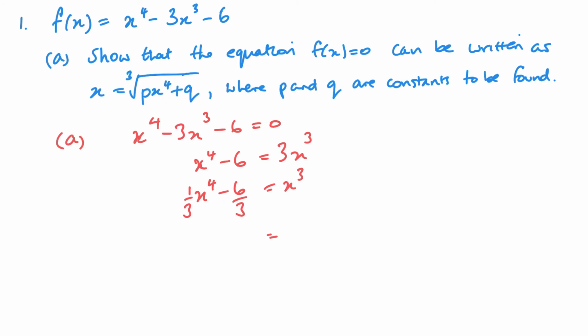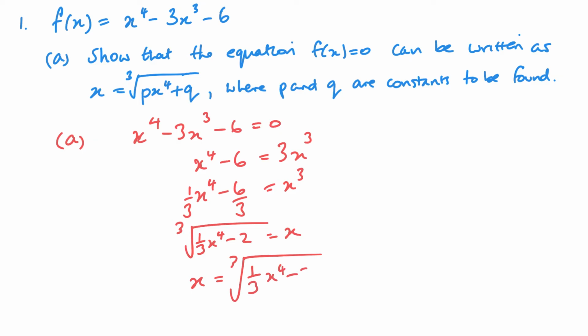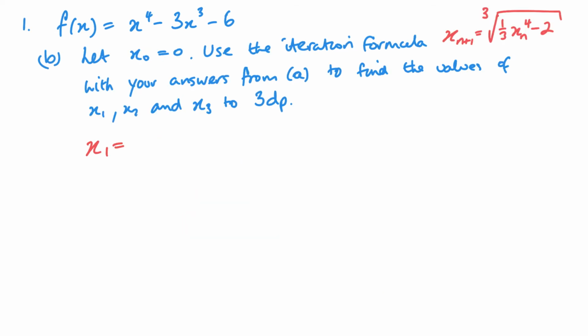And then taking the cube root, we get 1/3 x to the 4 minus 2. So x equals the cube root of (1/3 x to the 4 minus 2), and that means that p is 1/3, q is -2. So just remember to set your calculator up, put 0 equals, then you can clear it, and then you want cube root 1/3 answer to the power 4 minus 2. And then you get your values.